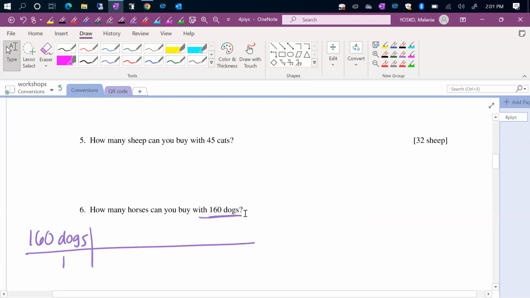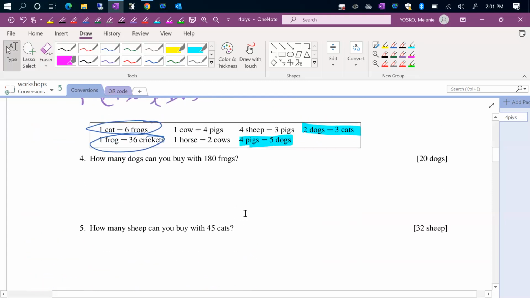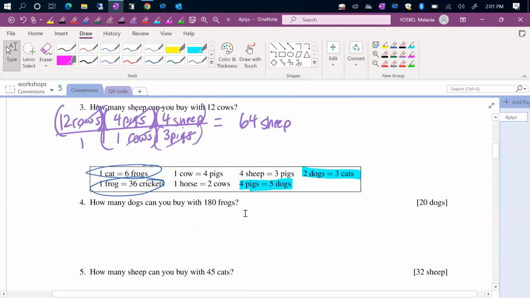I've given 160 dogs. So the conversion factors that have dogs in them, I've highlighted both of them. So let's start with this one. 2 dogs equals 3 cats. Okay. So I've circled the only other conversion factor that has a cat in it. 1 cat equals 6 frogs, right? But the only other conversion factor now that has a frog in it gets me to crickets. So that seems to be a dead end, right? Okay, so I'm not going to use that one. So let's try this one.